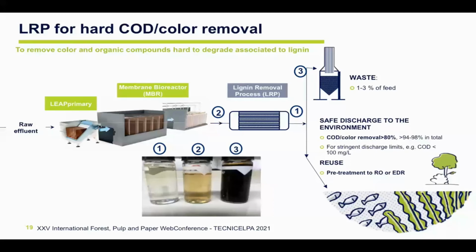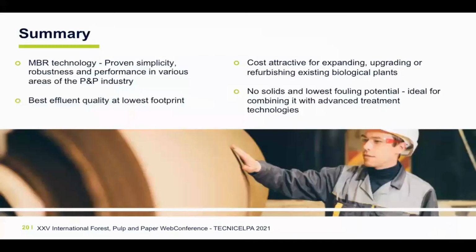So this is an example of a polishing treatment that is available for you. As a summary, the MBR technology has proven its simplicity. In a few steps, we can reach very high effluent quality in a robust, stable way, and it has performed in various areas of the pulp and paper industry. It leads to the highest effluent quality at the lowest footprint.